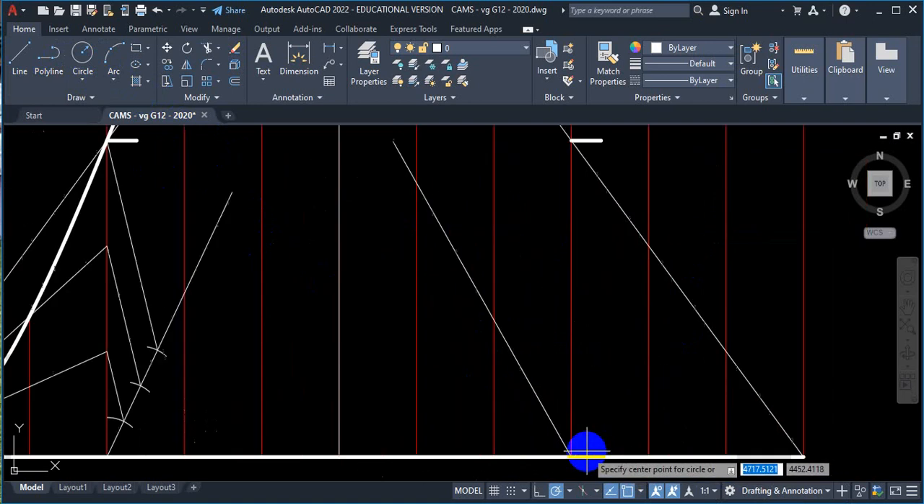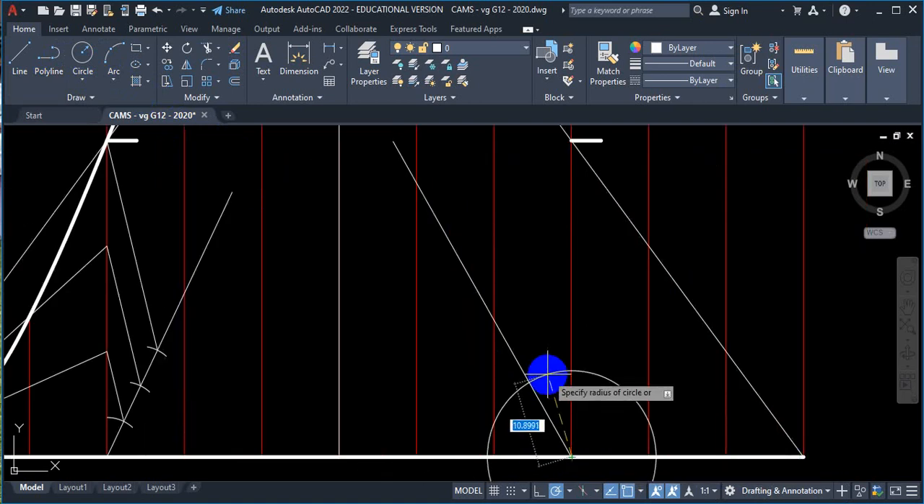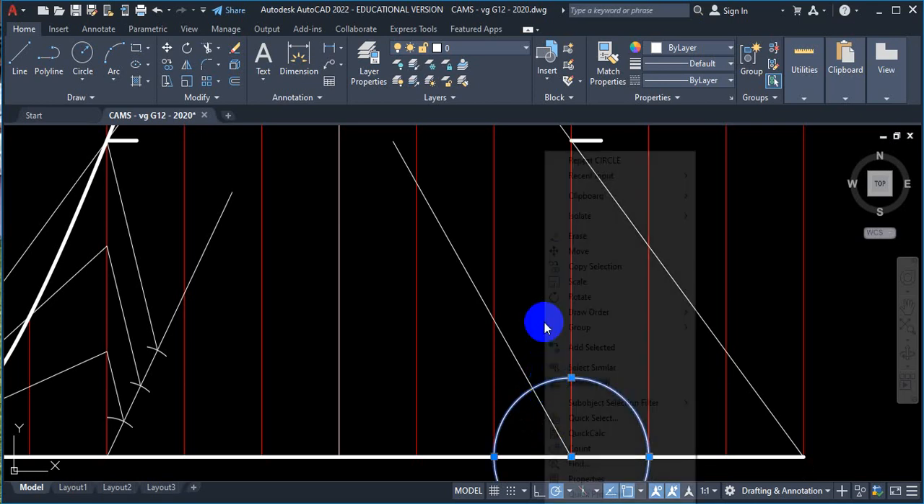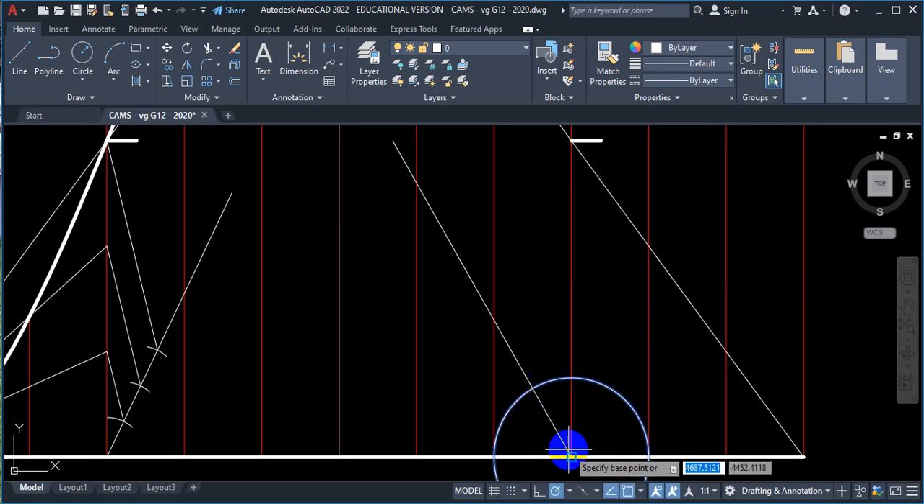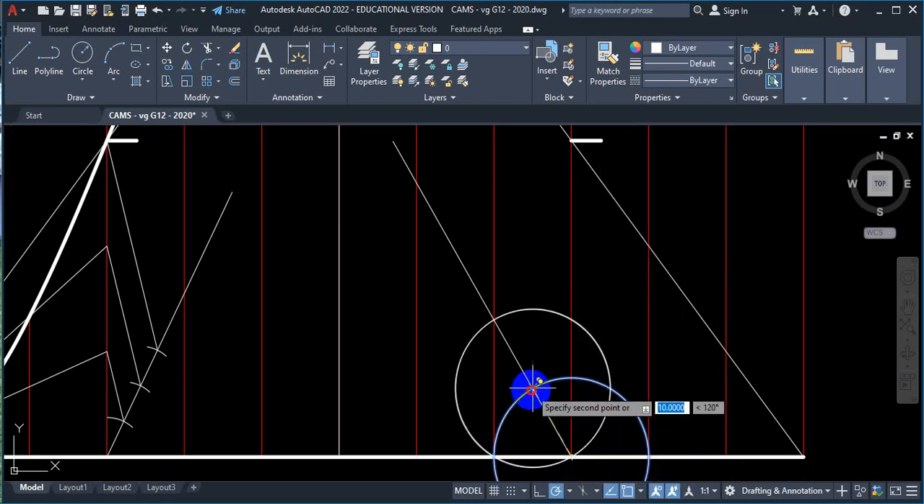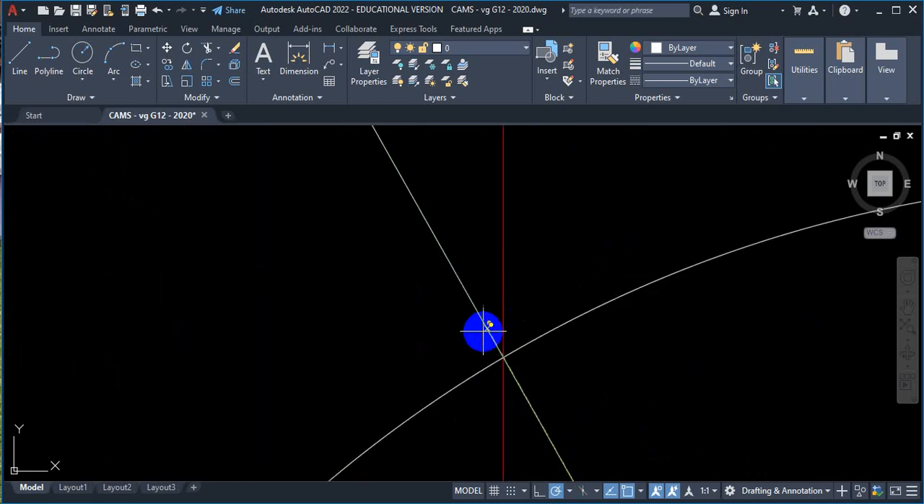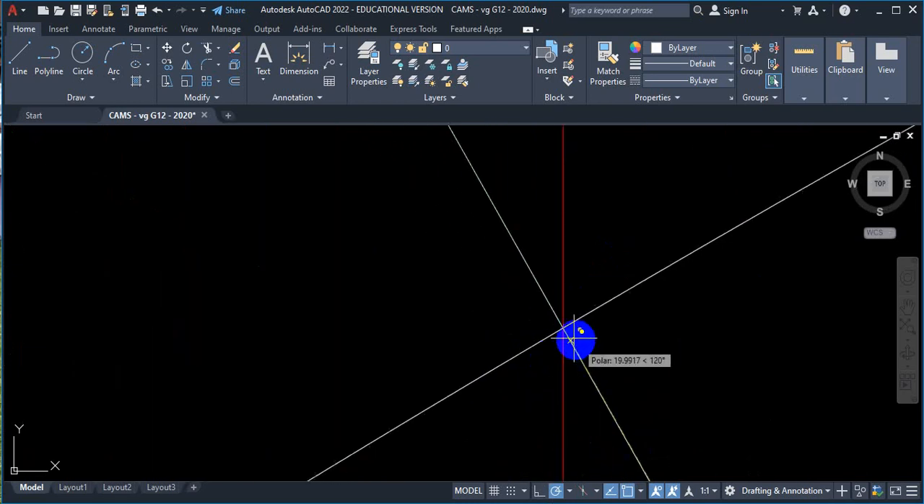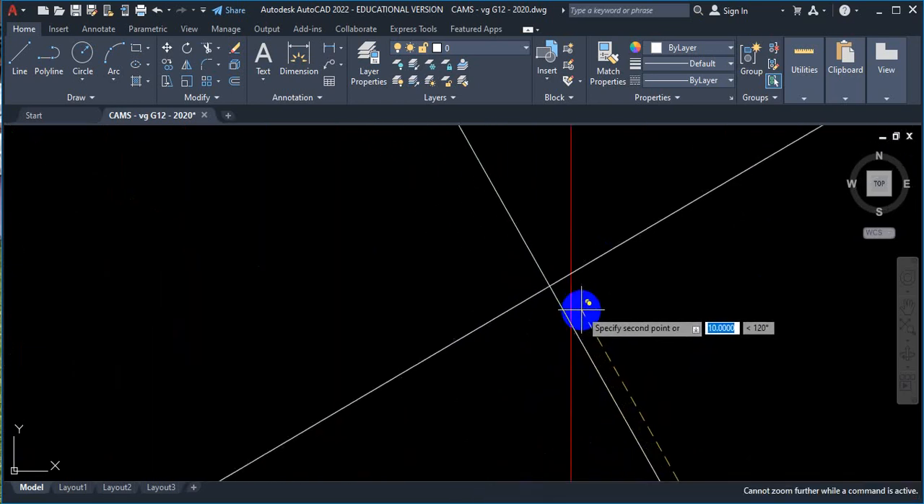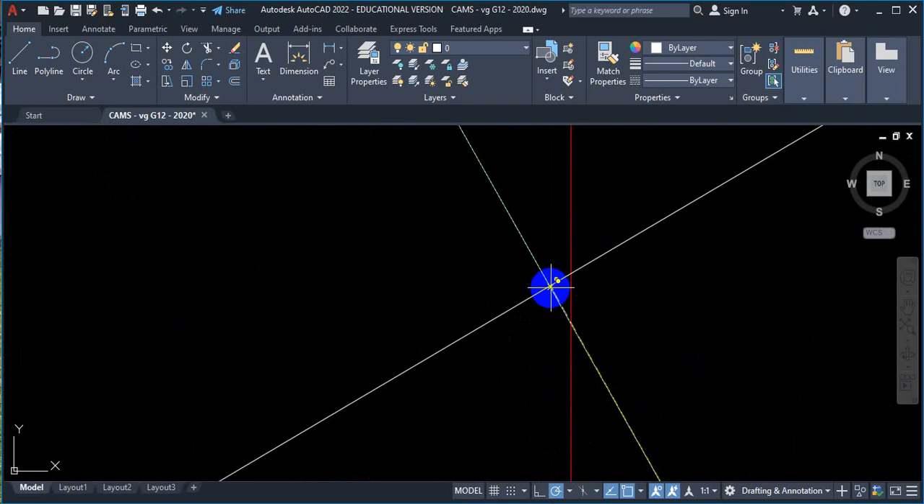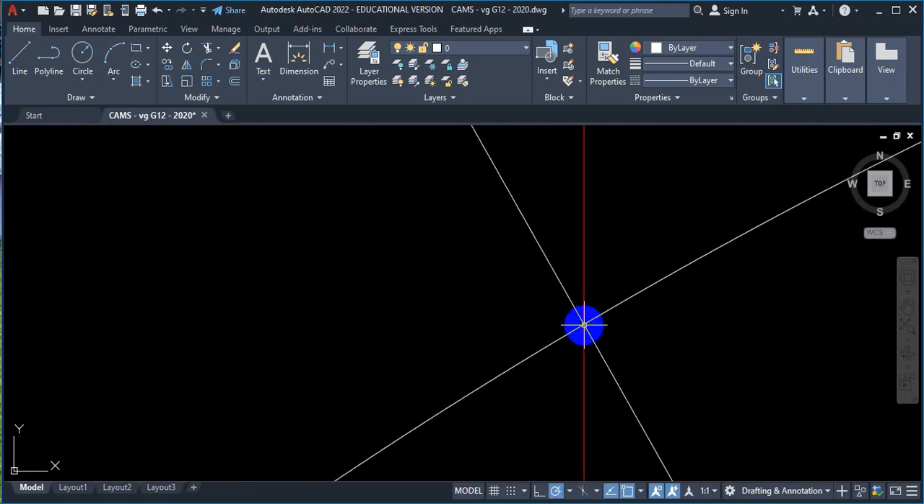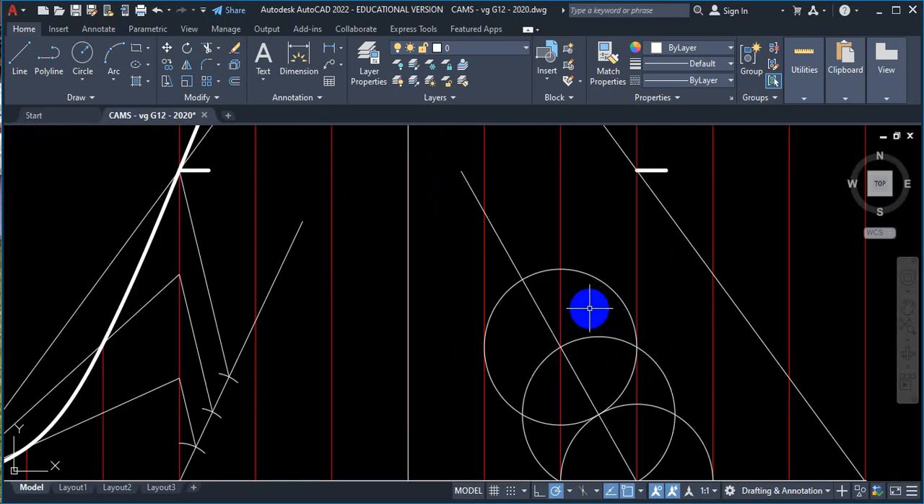Now let us use 10 millimeters to divide this line. So I'm going to use 10. So it's 3 times, remember? Scribe an arc, scribe an arc, and scribe an arc. So this will be 3 times.